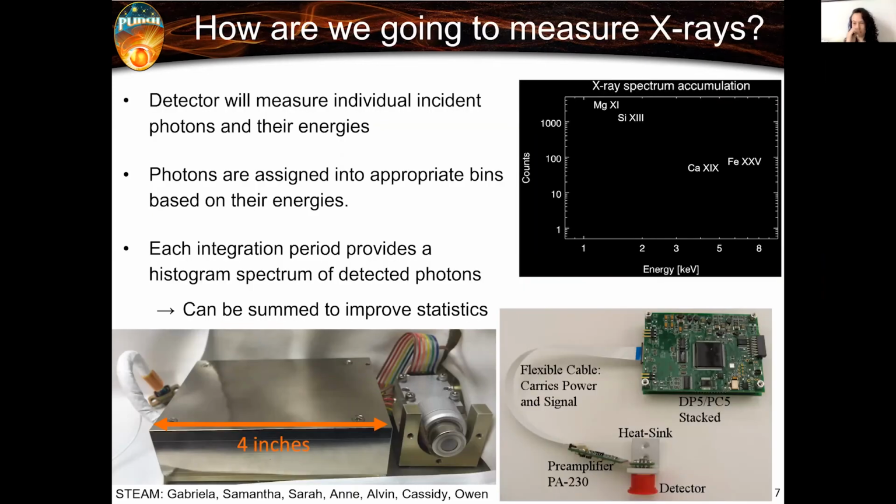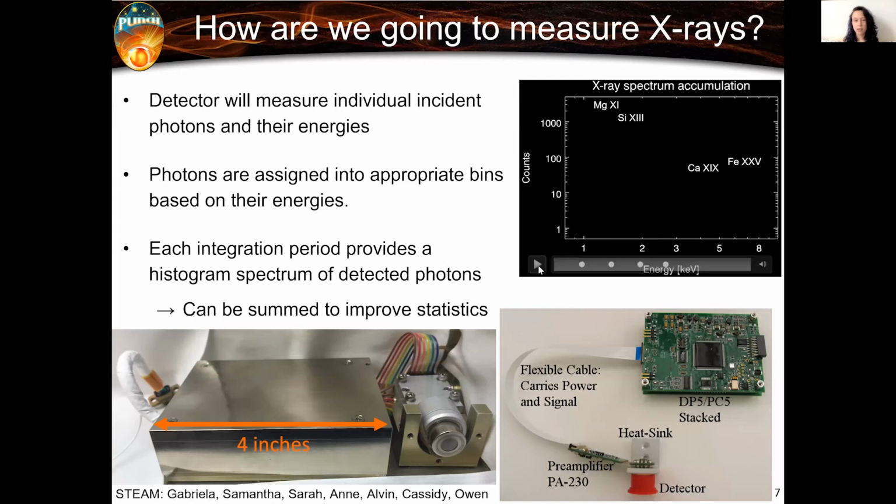Okay, so how are we going to measure these X-rays? Well, STEAM is flying one soft and one hard X-ray spectrometer, both of which measure individual incident photons and their energies. On the bottom of this slide, you can see the interior and exterior of one of our detectors. The entire device, for reference, is small enough to fit into the palm of your hand, and the actual detector head, that's the little red round thing, is about the size of the tip of your thumb.